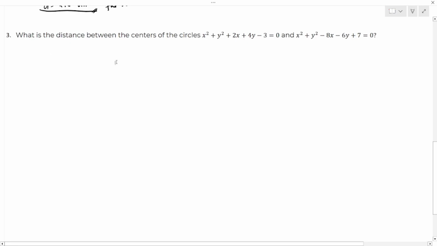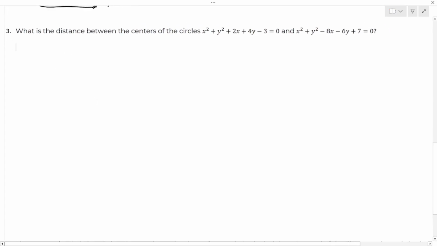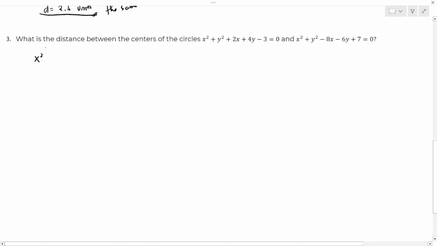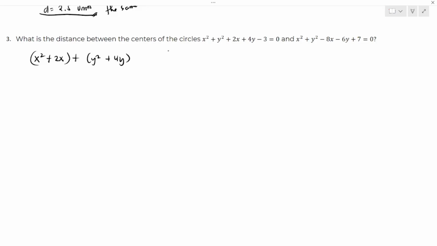Okay? So, what is the distance between the centers of the circle x squared plus y squared plus 2x plus 4y minus 3 equal to 0 and x squared plus y squared minus 8x minus 6y plus 7 equal to 0? So, same thing kanina, we will be completing the square for the first circle. So, complete natin na square niyan. So, that is x squared plus 2x, and then, we have here y squared plus 4y. Then, yung negative 3 magiging positive 3. Transpose na natin yan.